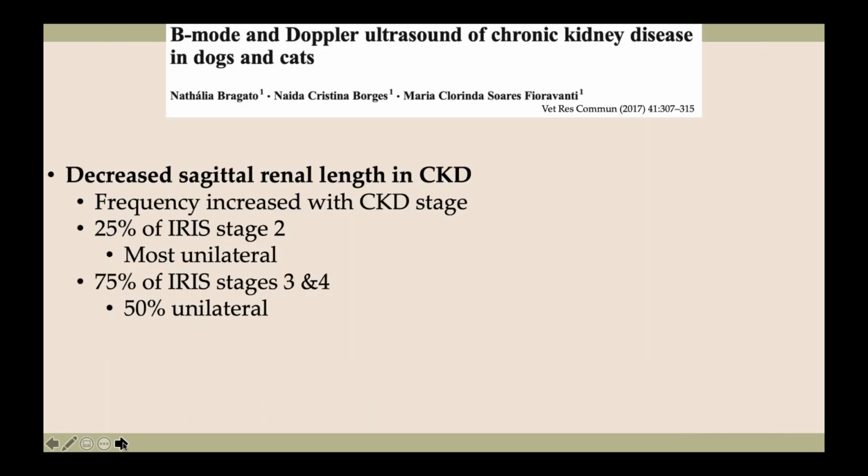And then I think this might be the last feature that's been reported: the kidneys become shorter. Their sagittal length decreases. The frequency of cats having a short or small kidney increases with IRIS stage, so much so that about three-quarters of IRIS stage 3 and 4 cats will have a shortened kidney, and about half of those cats are unilateral. In earlier stage CKD, most of those cats actually only had one of their 2 kidneys shortened in length. The other one tended to be normal. And that makes sense. If the other kidney is functionally and structurally normal, then their GFR might be better preserved, and their stage of kidney disease might be lower than those with bilateral disease.